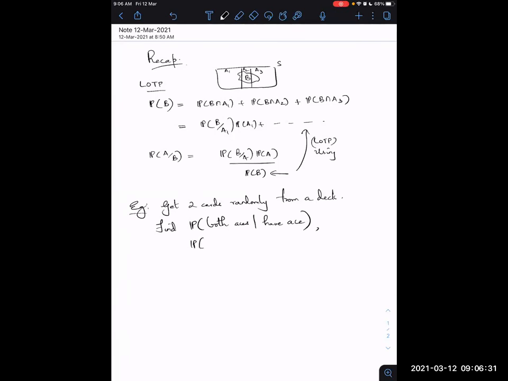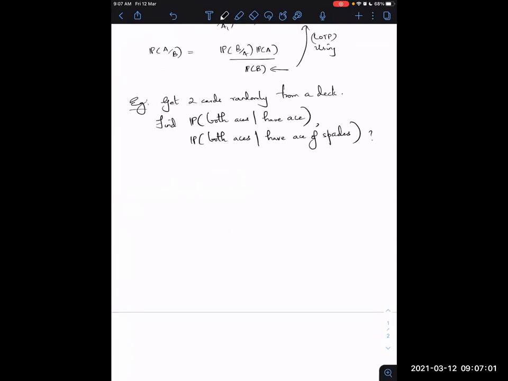And we want to understand how this is different or the same from this. Here we are saying that we have a specific ace, which is the ace of spades. Would there be a difference in these probabilities? That's what we want to understand.